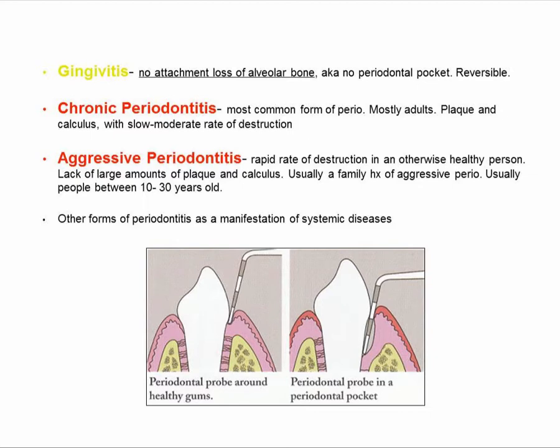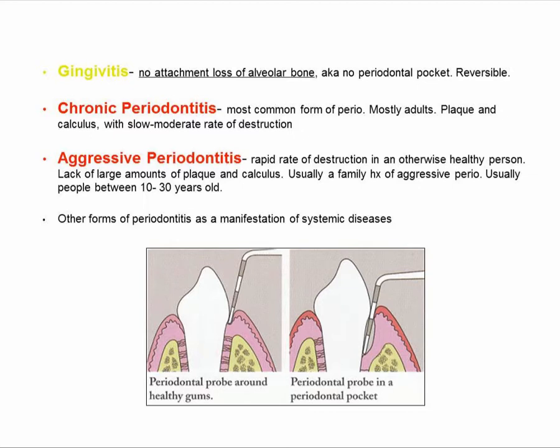So going into these conditions, we're going to start with chronic periodontitis. Chronic periodontitis is the most common form of periodontal disease. It's mainly in adults, and it's usually when patients have a lot of plaque, that sticky film on their teeth, and calculus, which is also referred to as tartar. Chronic periodontal disease is like the name suggests. It is a slow to moderate rate of destruction. Then the second type is the aggressive periodontitis. This is rapid, and usually, unlike with the chronic patient, aggressive perio is with a patient that is otherwise healthy.